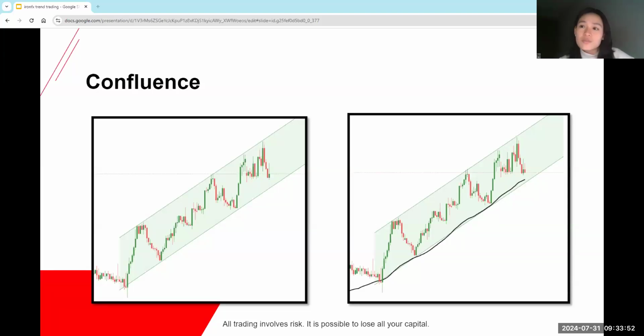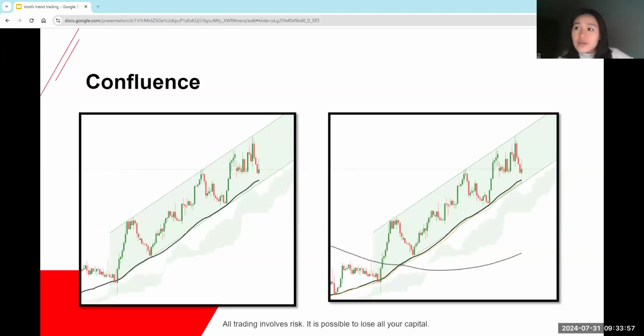So in this slide, you can see this is what we did for our trend channels. Firstly, we have a trend channel here, and then we're also using a moving average as well as an Ichimoku cloud. Price is moving in an ascending trend channel. Price is also moving above our moving average, so it is a bullish signal. And price is moving above the Ichimoku cloud as well. So all of these give us confluence that price is moving in an uptrend.